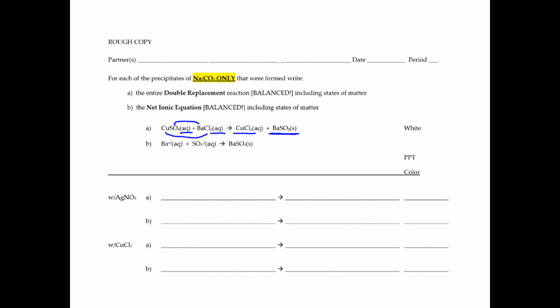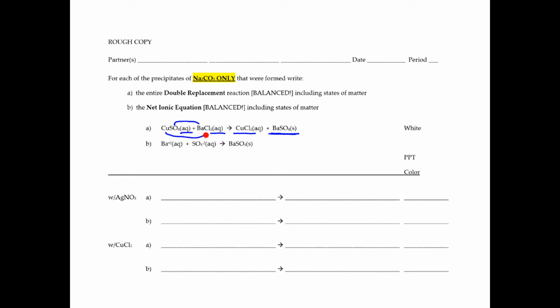Now, if you look at your solubility rules, you should understand why each of these is soluble or insoluble. So the first one, CuSO4, is soluble because it's a sulfate. Sulfates are soluble except for Ca, Sr, Ba, Pb, Hg2, and copper is not part of that. The next one is a chloride, so chlorides are soluble except for the same exceptions, and barium is not part of those, so this is soluble.